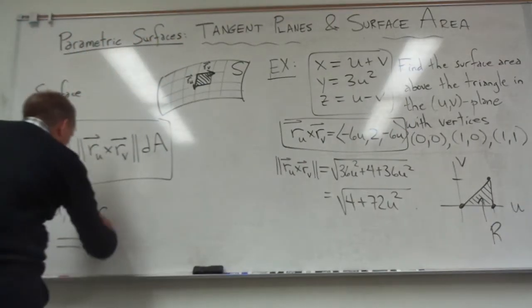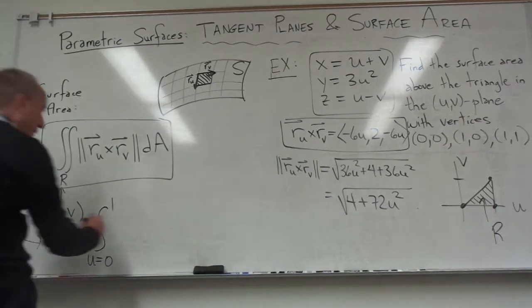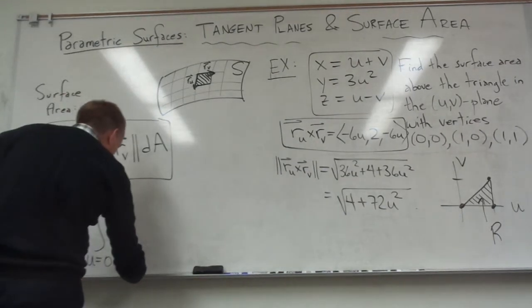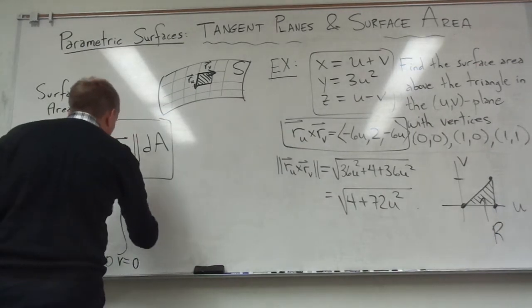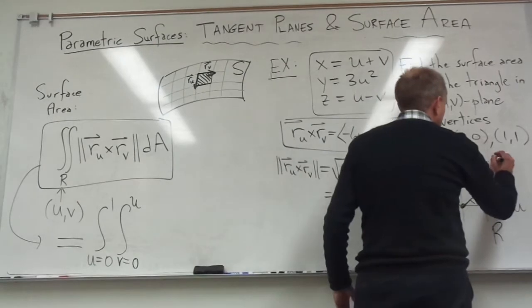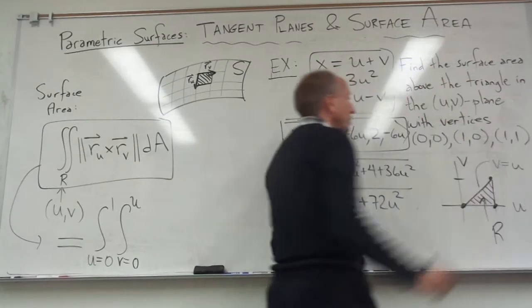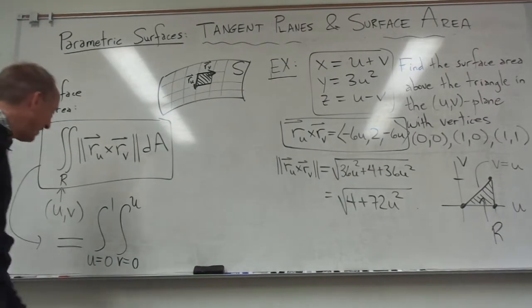All right, I'm going to integrate u on the outside from 0 to 1, and then I'm going to integrate v on the inside. The integration limits for v would be from 0 up to u. Make sure you understand that. This equation right here is just simply v equals u. It's just a line, basically y equals x, okay?